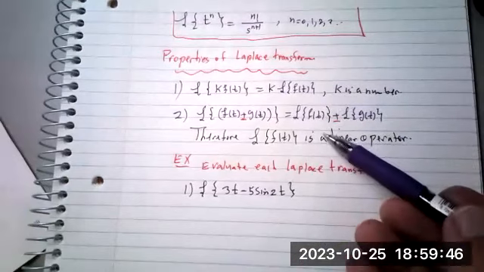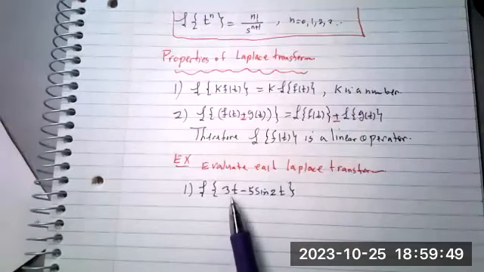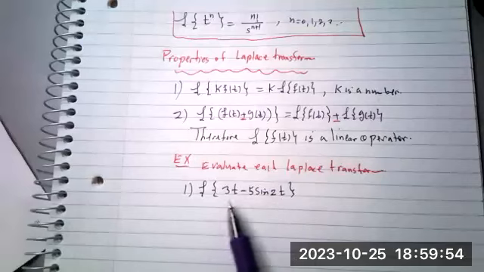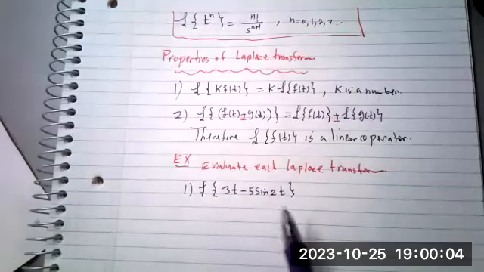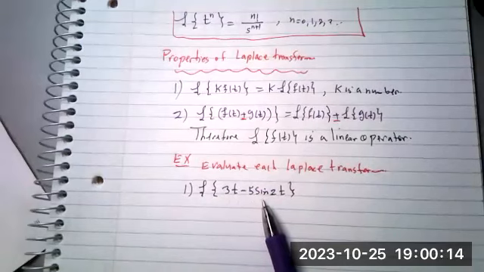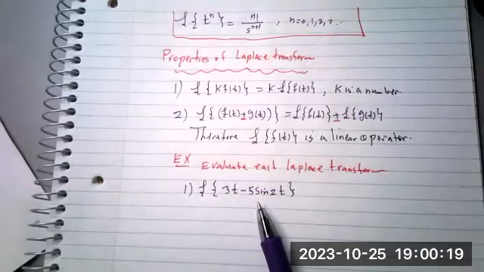Okay, these two properties. So it's going to be the Laplace of the first one minus the Laplace of the second one. The first one, there is a 3 here. Put it out. You end up with the Laplace of t. What's the Laplace of t? You already got the formula. It's 1 over s squared. It's going to be minus 5 times the Laplace of sine of 2t. What is the Laplace of sine of 2t? 2 over s squared plus 4. Done. You see, this is the way we do it.